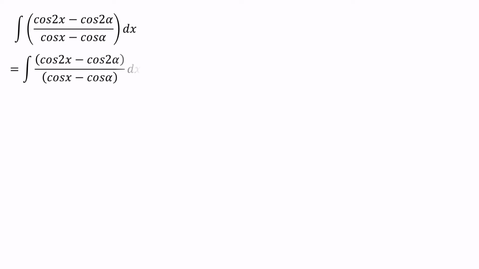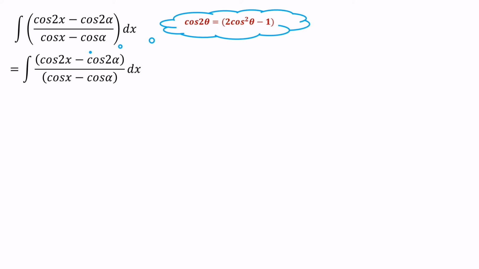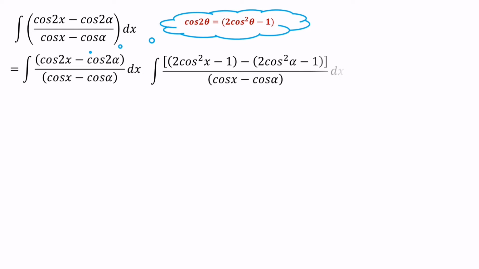As the first step, we can write the cos 2x and cos 2 alpha terms using the double angle formula of cos 2 theta. We know cos 2 theta equals 2 cos squared theta minus 1. So we can write cos 2x as 2 cos squared x minus 1, and cos 2 alpha as 2 cos squared alpha minus 1. Then we can remove the brackets in the numerator.